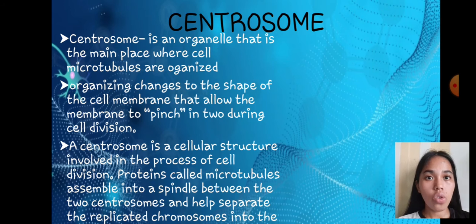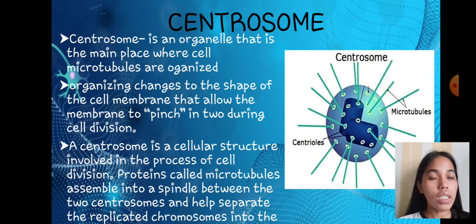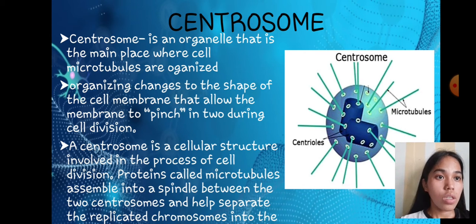Next is the centrosome. The centrosome is an organelle that is the main place where the cell's microtubules are organized. It organizes changes to the shape of the cell membrane that allow the membrane to pinch into two during cell division. The centrosome is a cellular structure involved in the process of cell division. Proteins called microtubules assemble into a spindle between the two centrosomes and help separate the replicated chromosomes. This is an example of the centrosome, centrioles, and microtubules.